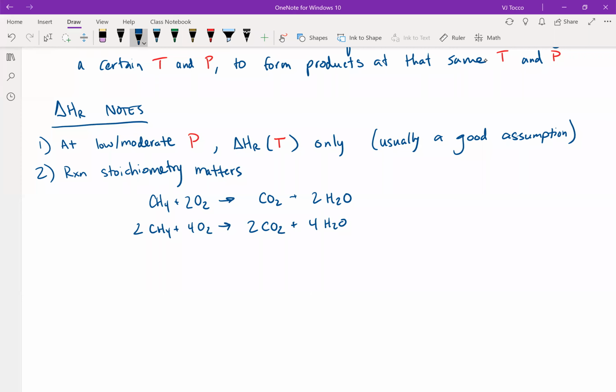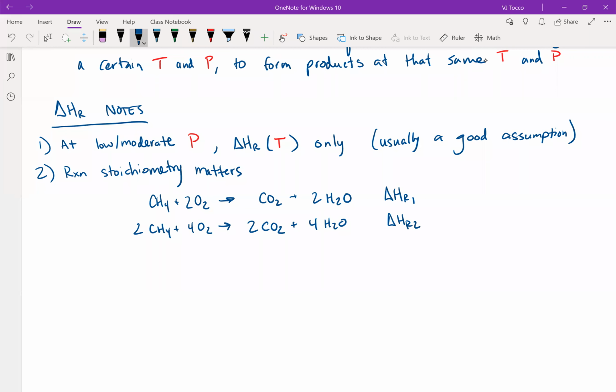The second note is that the reaction stoichiometry is going to matter now. So it matters how you write your reaction stoichiometry. Here I've written two seemingly identical chemical reactions for the combustion of methane. The only difference is that in the second reaction, I've multiplied all stoichiometric coefficients by 2, which shouldn't change anything. However, the heat of reaction, let's call this delta HR1 and this delta HR2, these heats of reaction are not going to be equal to one another.